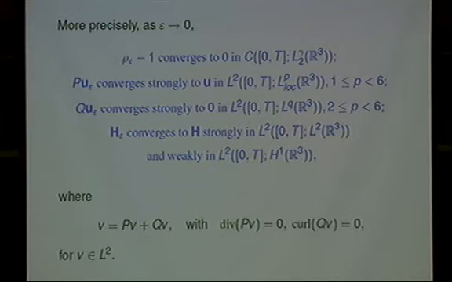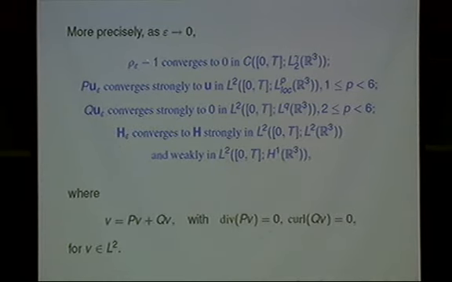In particular, we show that as epsilon goes to 0, the density goes to a constant, for example 1. Of course, what P and Q are is defined here. V is, for example, the velocity, and you can take the decomposition, where P is the projection, the standard projection operator. So this one converges strongly to U, and this goes to 0. Of course, H epsilon goes to H. Then you show that the limit is a weak solution to that incompressible case.